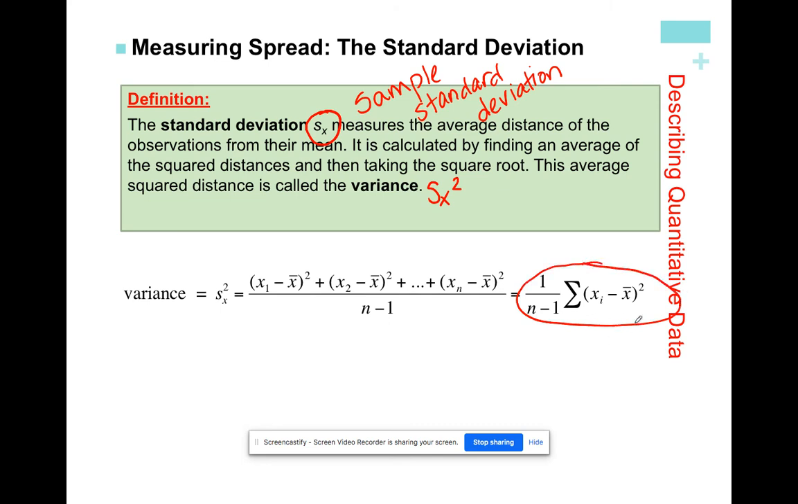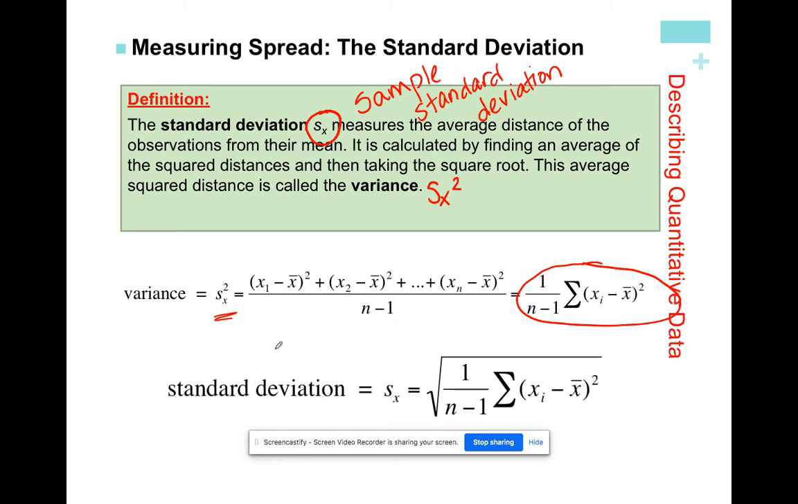And so just to kind of explain to you what everything is here, this is our variance. So we'll see standard deviation in a second. It's the individual x value minus the mean. We square that. We add that all up to find the sum. And then we divide by n minus 1 or multiply by 1 over n minus 1. So that gives us the variance. And then the standard deviation is just the square root of that.